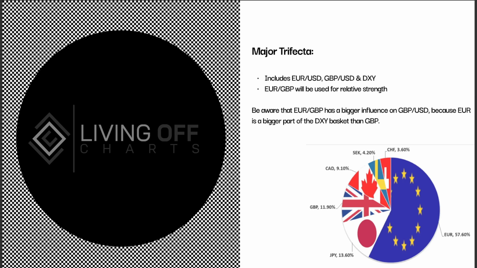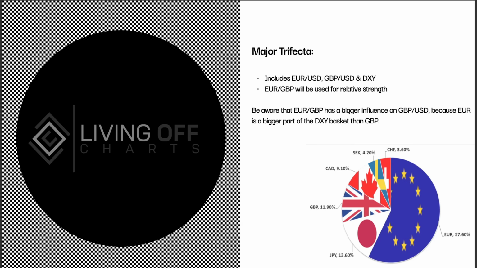All right, let's go over the major trifecta right now. We'll cover what is in the DXY basket and how we can use EU, GU, and DXY together. So over here we've got the major trifecta. You can already see the schematic down here. We'll go over that in a second. So what is the major trifecta? It includes Euro USD, GBP USD, and DXY. These are strongly woven together, and this is what we'll be using for relative strength.